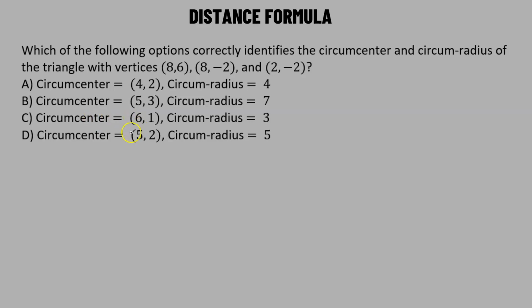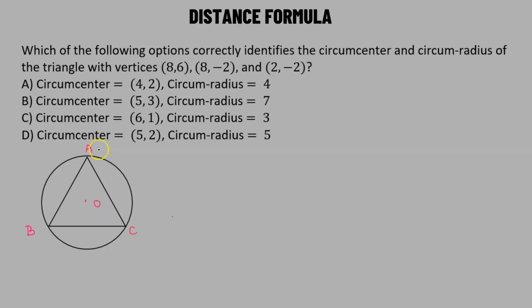So in this problem, we need to find out the circumcenter and the circumradius of a circle. So let us begin. Let us suppose that we have a triangle with vertices A, B and C that is inscribed within a circle with a center at O.